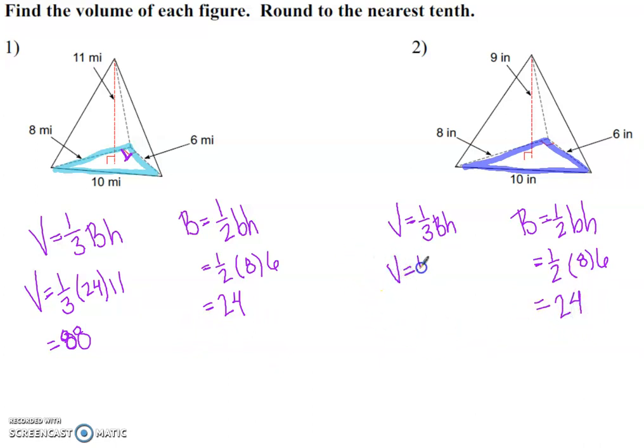Now I'll substitute 1/3 that area of the base we just found times the height. A third of 24 is 8, like we said before, and 8 times 9 is 72. So since this pyramid's a tiny bit shorter than this one, even though the bases are the same, the volume is a little less.